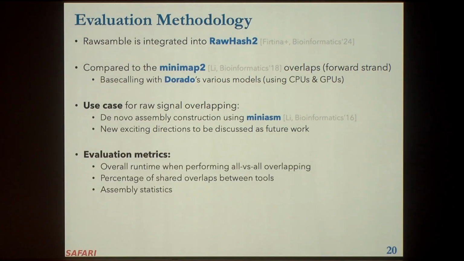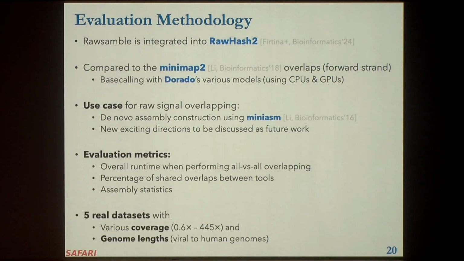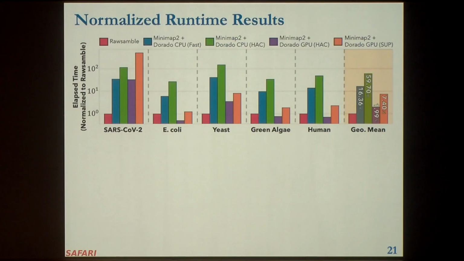We evaluate these tools in terms of the runtime and also the percentage of shared overlaps between tools, and we build assemblies and then we report some assembly statistics. We use 5 real data sets with various coverages from even less than a sequencing depth of coverage up to around 450x, and also with various genome lengths.